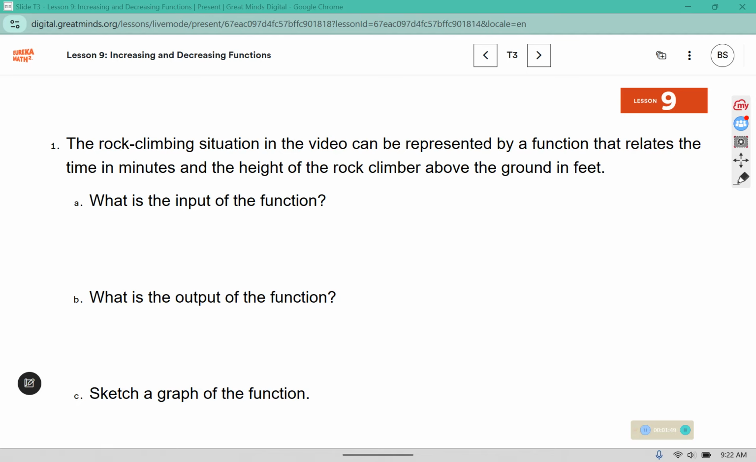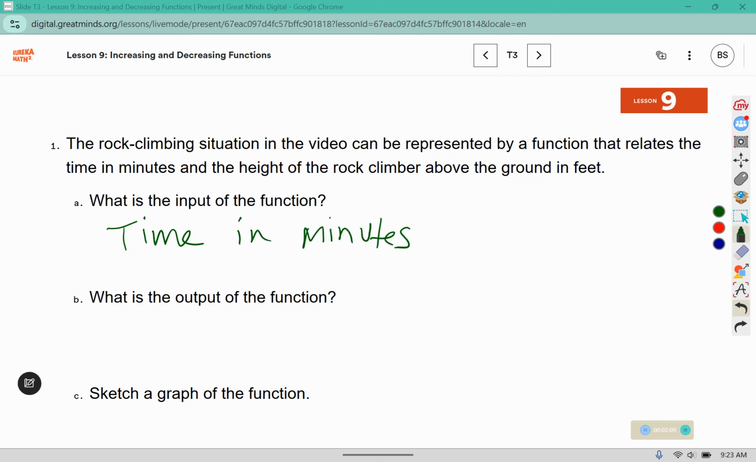The rock climbing situation in the video can be represented by a function that relates the time in minutes and the height of the rock climber above the ground in feet. What is the input of the function? We are inputting the time in minutes, and the output of the function would be the height in feet.